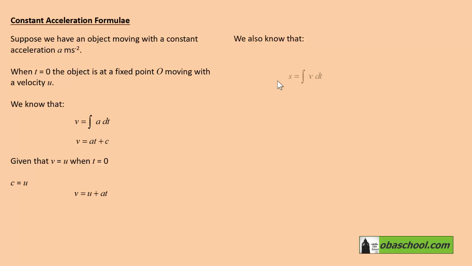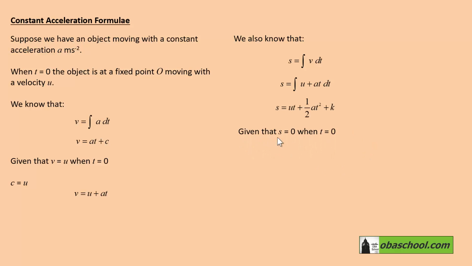We also know that displacement is the integral of velocity with respect to time. And the velocity is a function of time here. It's this function, u plus at, where don't forget u and a are constants. So if we integrate that, we get u times t plus a half at squared plus some constant k.